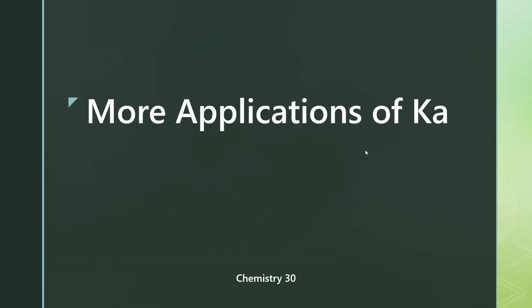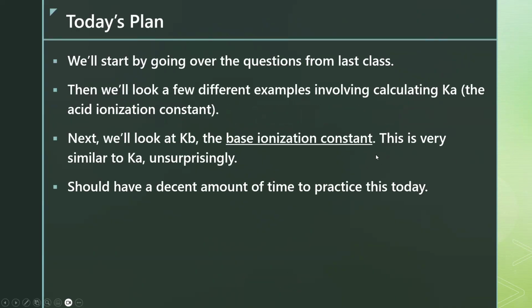Anyway, let's get started. So today's plan, it says we'll start by going over the questions from last class. We're not actually going to do that today. I'll go over that when I'm back in person, of course. But what we're really going to do is look at different examples involving calculating Ka, again, the acid ionization constant. And like I said, also we're going to look at calculating Kb, which is the base ionization constant, very, very similar to Ka.